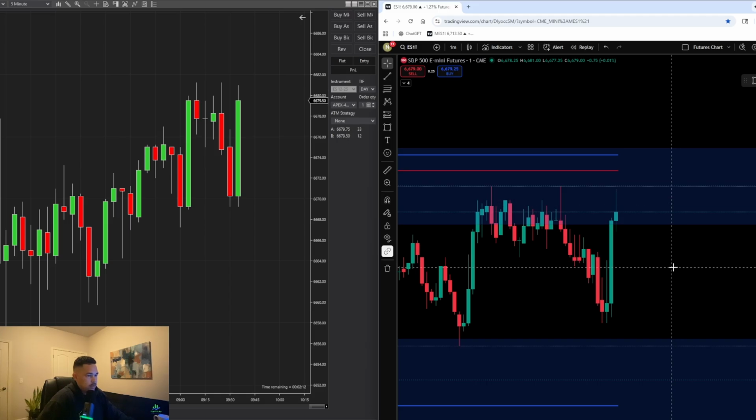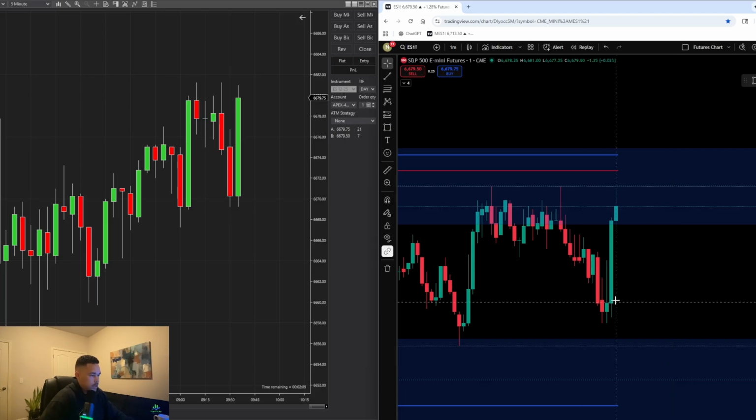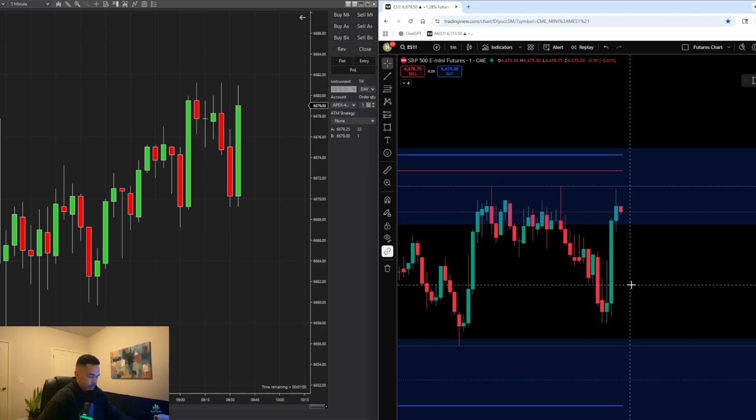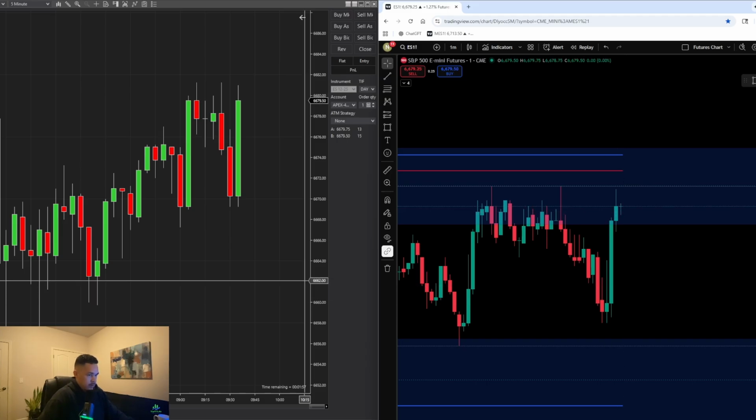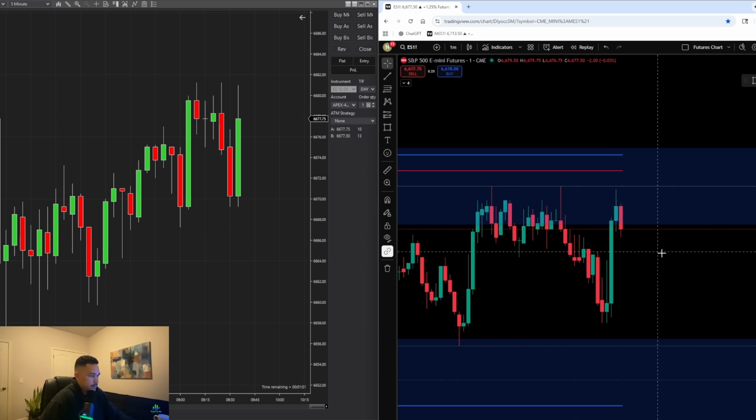So a very strong bullish candle for the 9:30 open. So I'm looking at the 5-minute on my NinjaTrader chart and the 1-minute on TradingView's chart. So let's see how price reacts to this area.